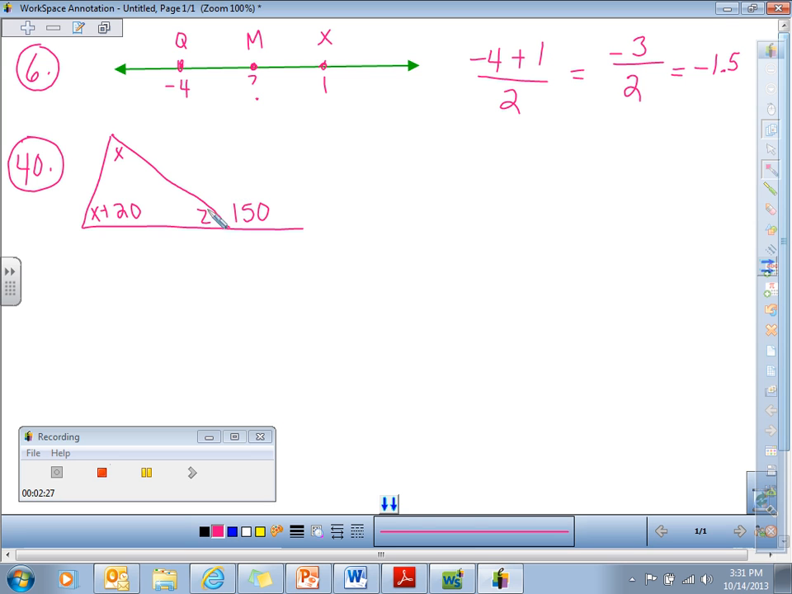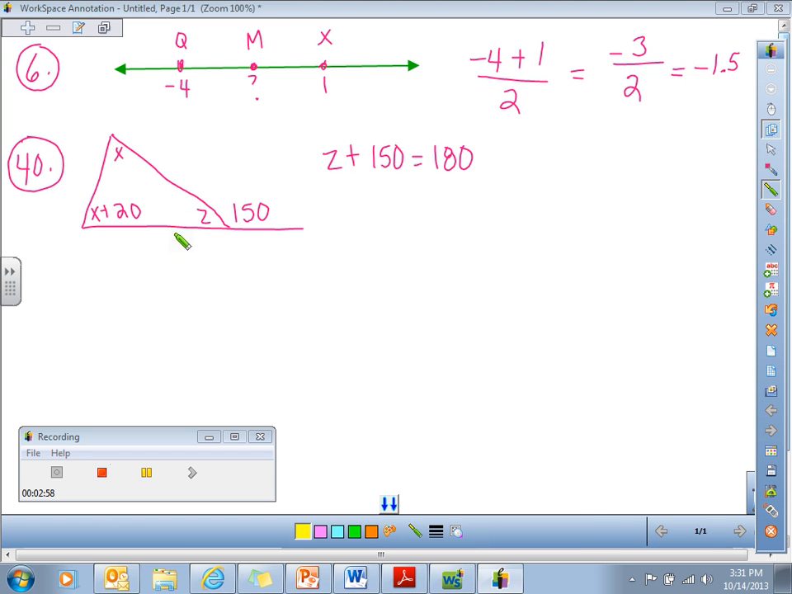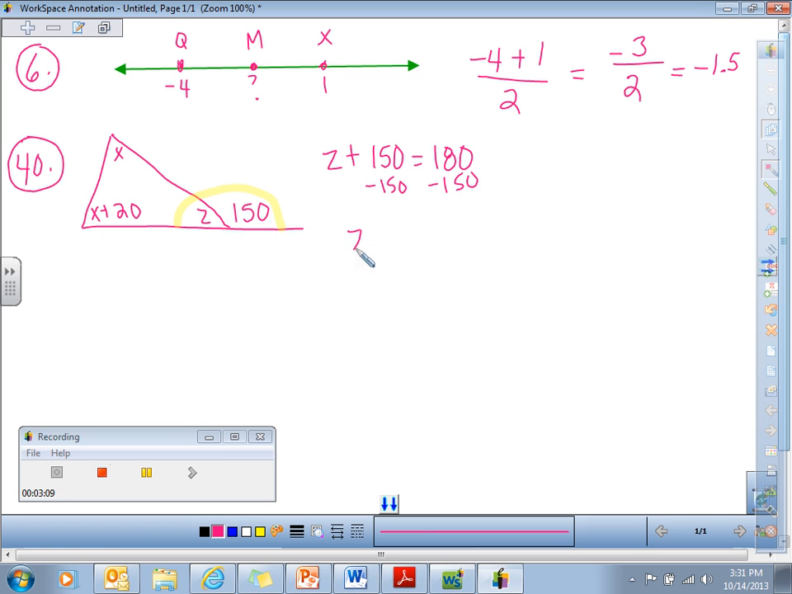So a few ways you can do this. Z and 150. What do you know about those two angles? They are supplementary. Why are they supplementary? They add to give you 180. And they're a linear pair. So they lie on a straight line. There are two angles that make up that whole angle. So that's this angle, and you got this angle that make up that entire 180 degrees. Okay, so if I subtract 150 from both sides, Z will be equal to what? 30.